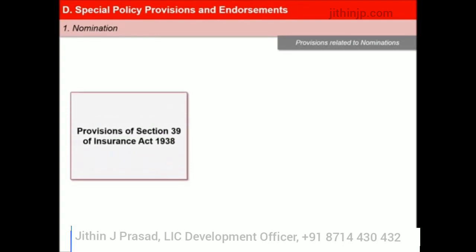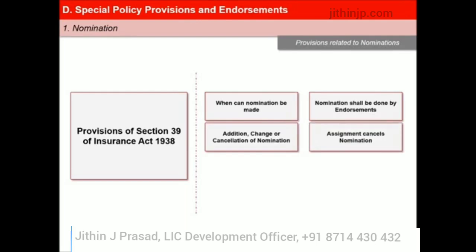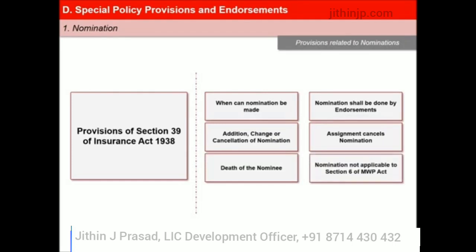Under Section 39 of the Insurance Act 1938, the following provisions have been provided. First, the holder of a policy may nominate the person or persons to whom the money secured by the policy shall be paid in the event of her death. Second, nomination shall be done by endorsements. Third, it gives us the procedure to add, change, or cancel the nomination. Fourth, it says that the assignment cancels nomination. Fifth, it describes what happens when the nominee dies. And sixth, it describes that nomination is not applicable to Section 6 of the MWP Act.